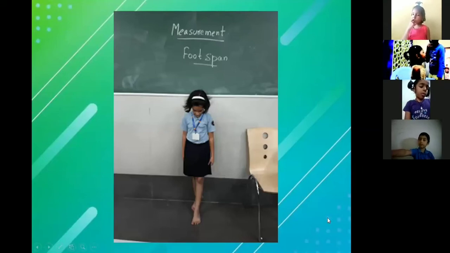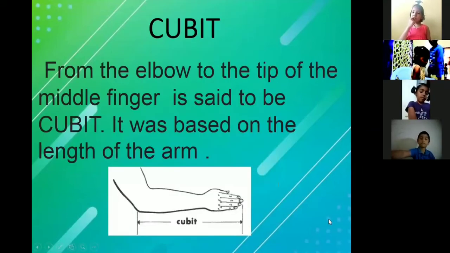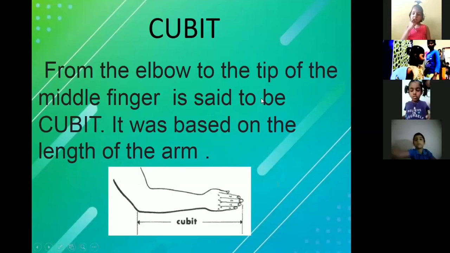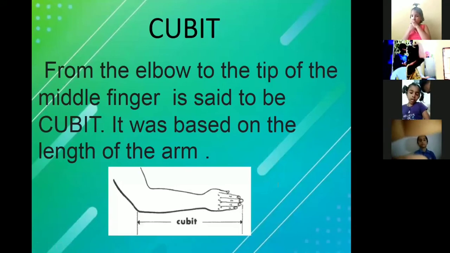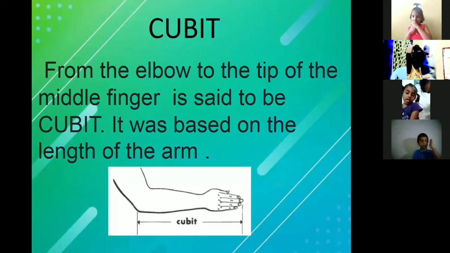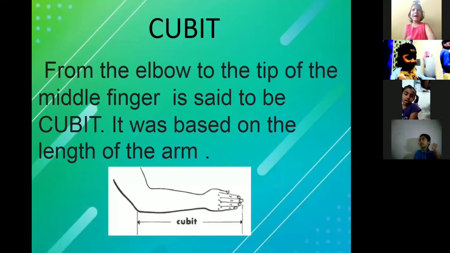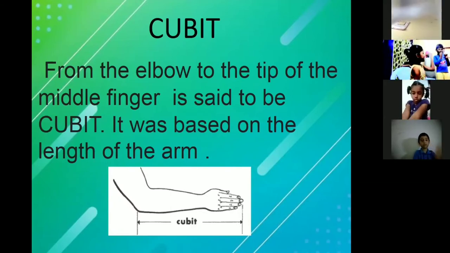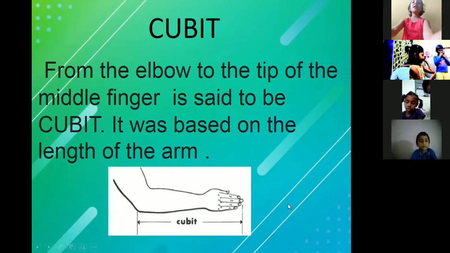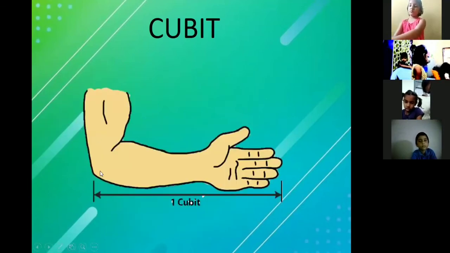Now let us move to the cubit. What is cubit? From the elbow to the tip of the middle finger is said to be cubit. It is based on the length of the arm. So the cubit is different for you and me also. Even our body parts are different. For elders it is a little bit bigger, and for small kids it is smaller. So that's why we are saying these are non-standard units. So this is cubit, from elbow to the tip of the middle finger.